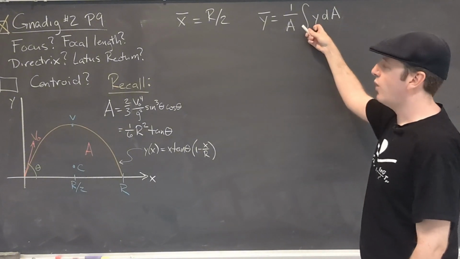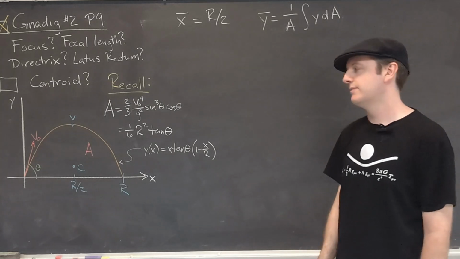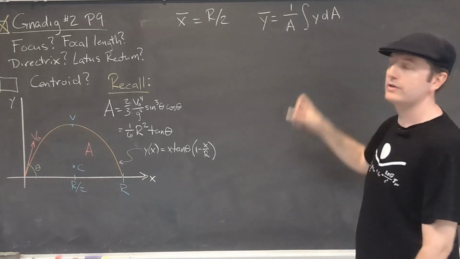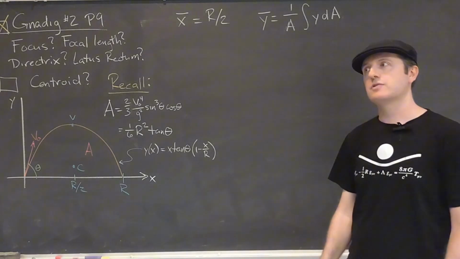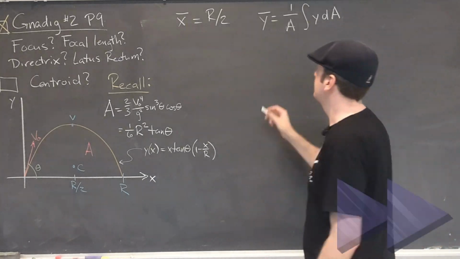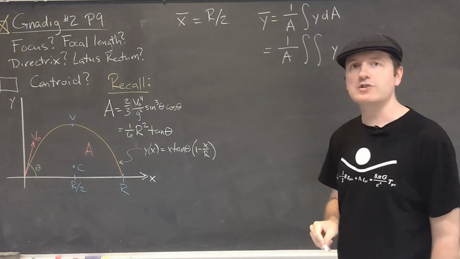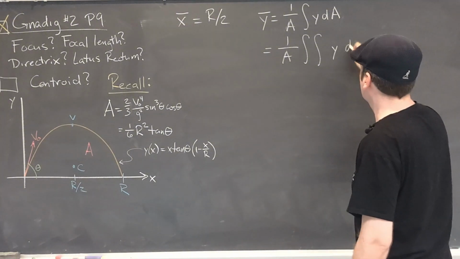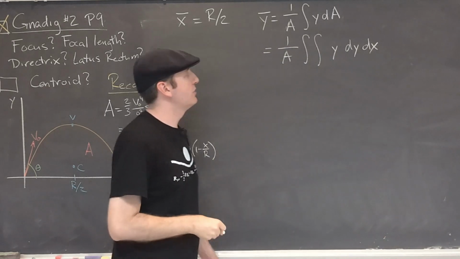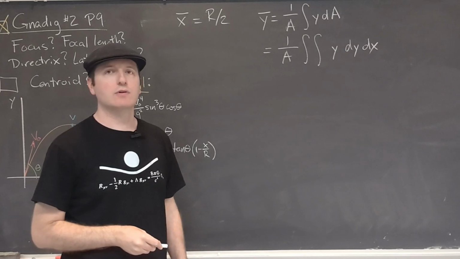And then I'll integrate the y-coordinate upwards along my whole trajectory, weighted by little strips of area. Now, since this is an area integral, it's probably going to be easiest to write this as a double integral. And we'll use Cartesian coordinates. I'll go ahead and write my double integral by doing y first, and then we'll do the x integral.